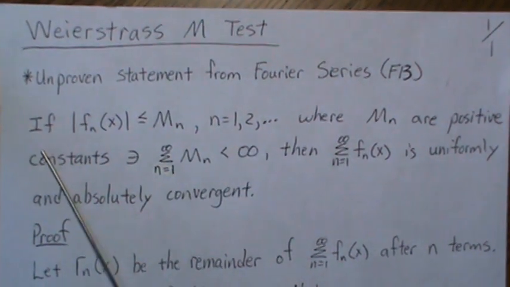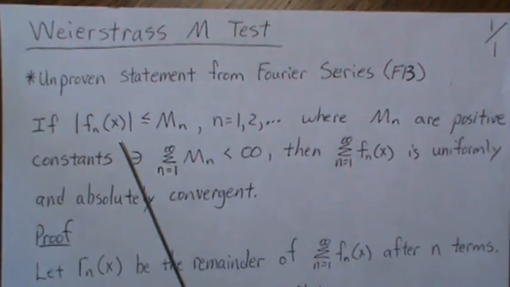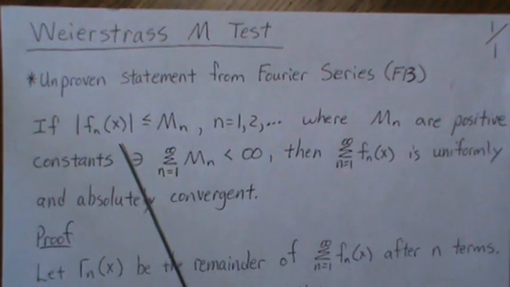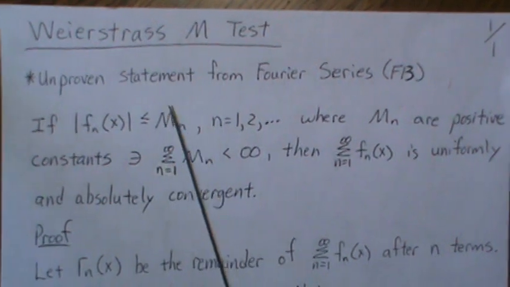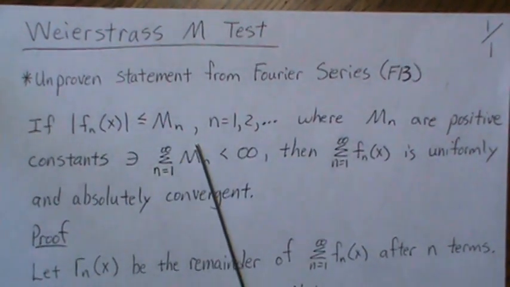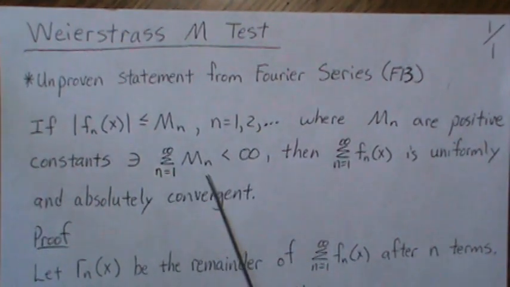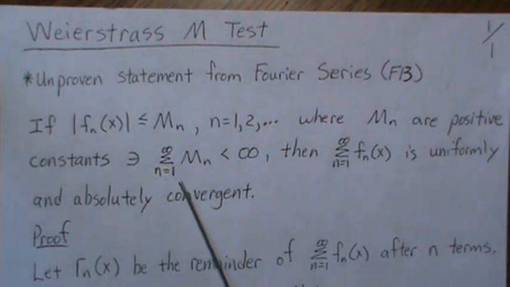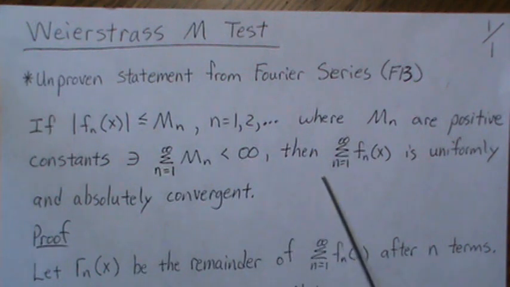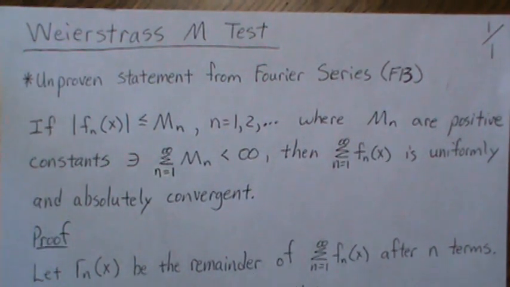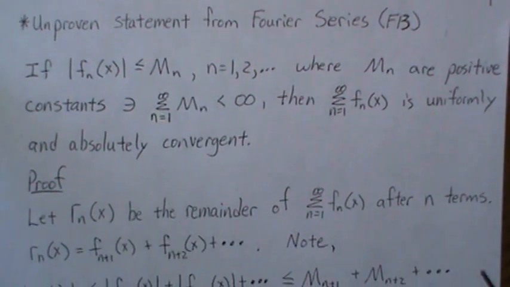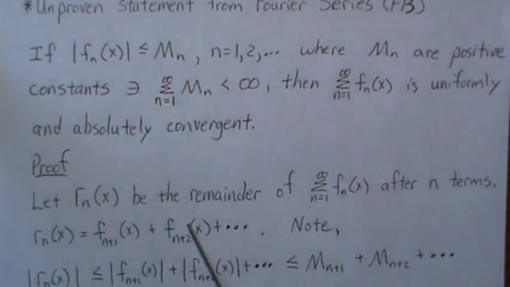And the Weierstrass test says if we have a sequence of functions in absolute value less than some positive number Mn, where the positive constants are such that the sum of the Mn's is finite, then the sum of our functions is uniformly absolutely convergent. And the proof of this is pretty simple, pretty straightforward.